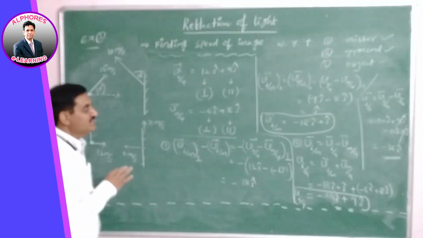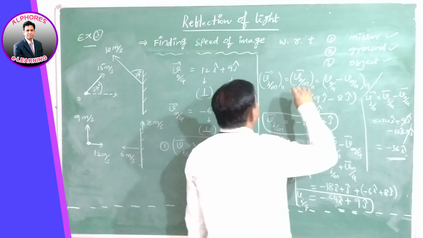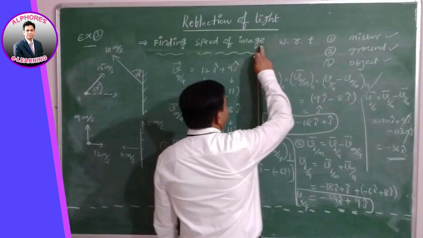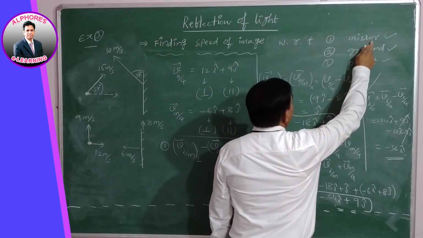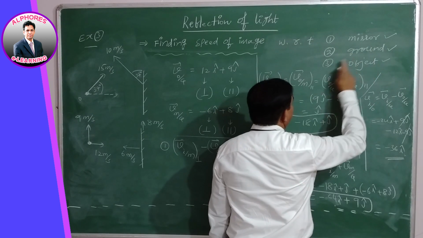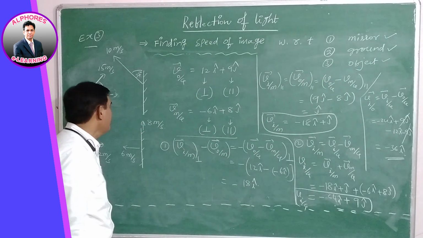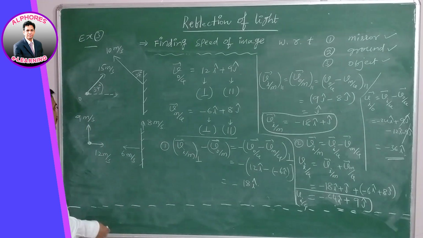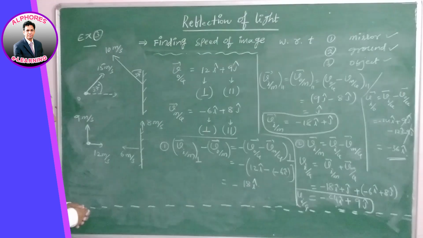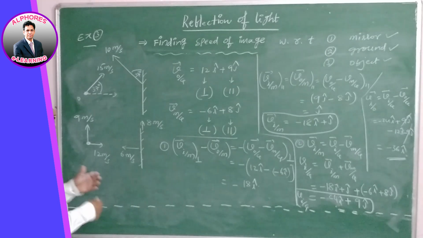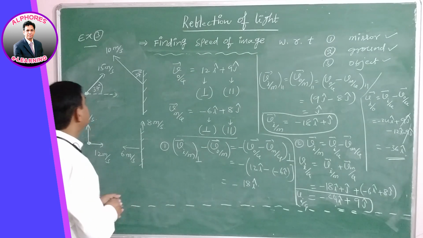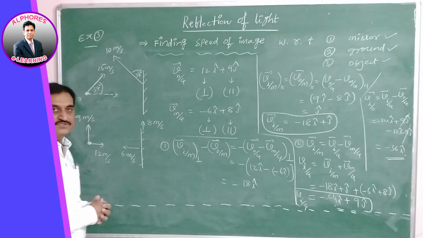Now the questions are: find the speed of the image formed by the plane mirror with respect to the mirror, with respect to the ground, and with respect to the object. There are three questions. Now let us develop the speed of the object and image by resolving their speeds in x and y directions.